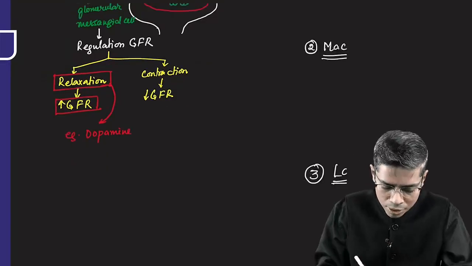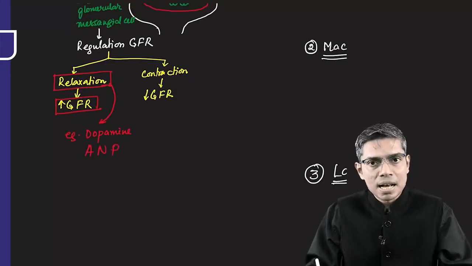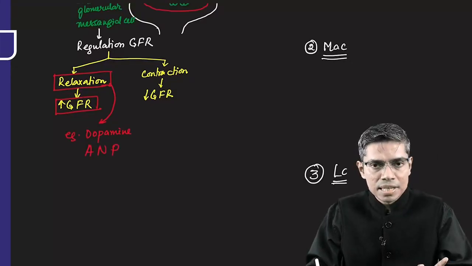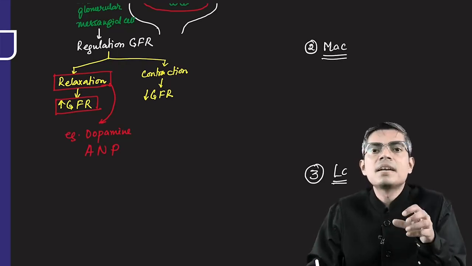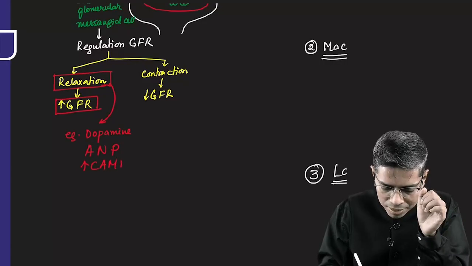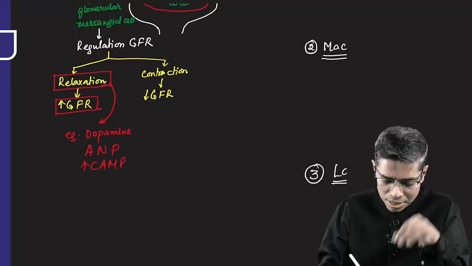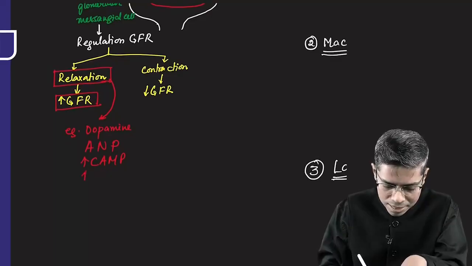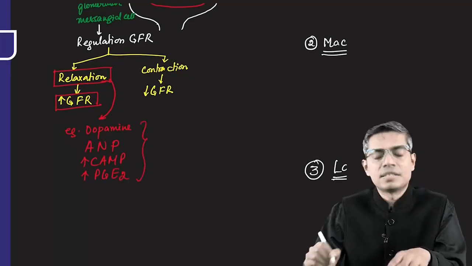Very, very important point. Not only that, ANP, atrial natriuretic peptide, I have already told you in the previous lecture that it's a vasodilator, so it also causes relaxation of these intraglomerular mesangial cells. An increase in cyclic AMP inside these cells will also cause relaxation. And an increase in prostaglandin E2 also causes relaxation of this cell.